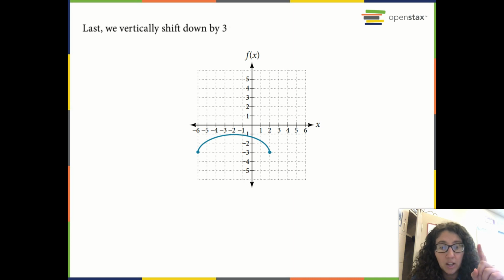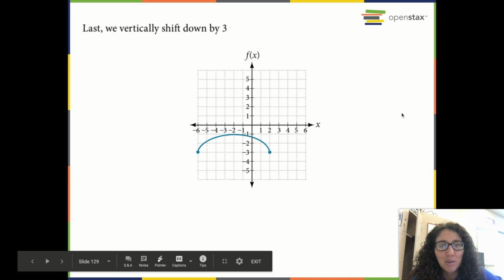Right? So the first thing was we did the stretch or compression. Next, we shifted horizontally, and last we shifted vertically. Okay? So combining these transformations can get a little tricky, but if you remember those rules, you stretch or compress first and then shift, it's going to be really helpful. Okay? And your homework will give you some practice doing it as well.